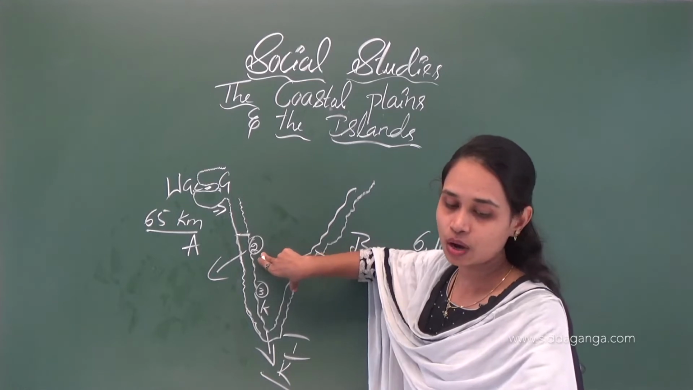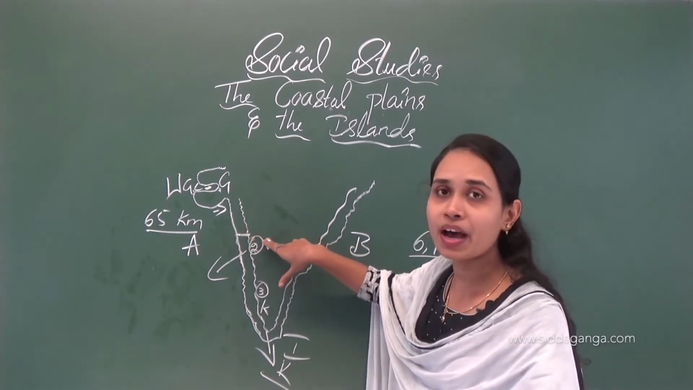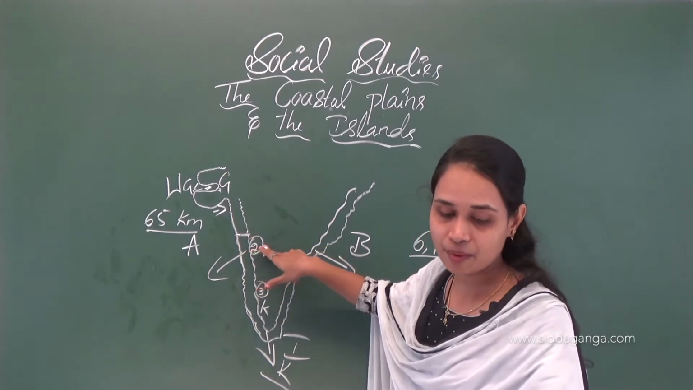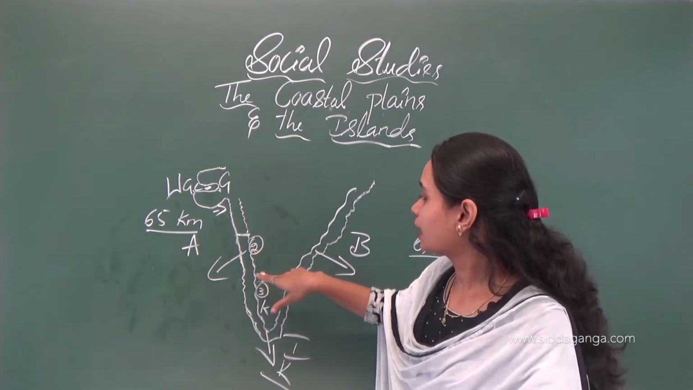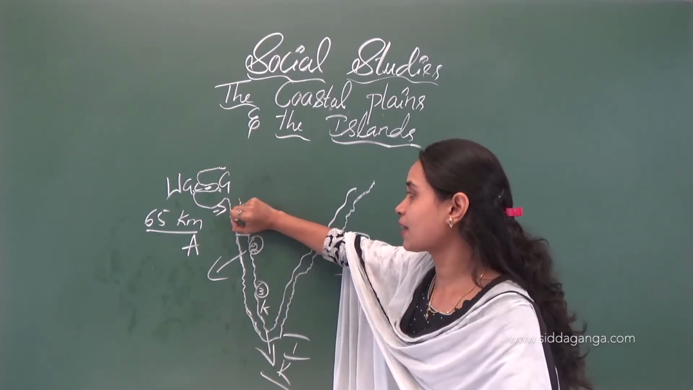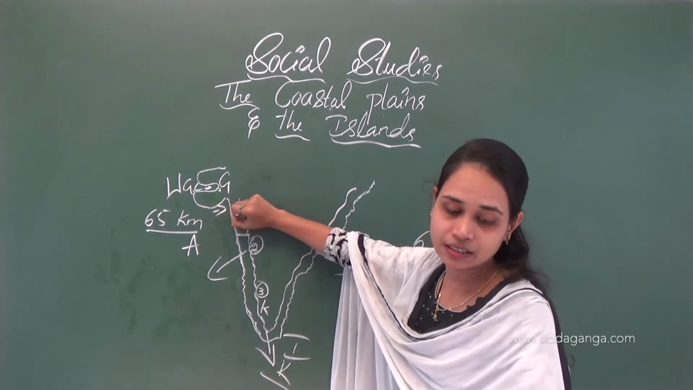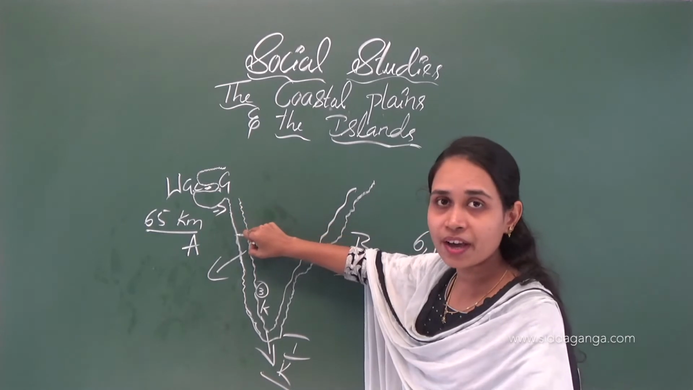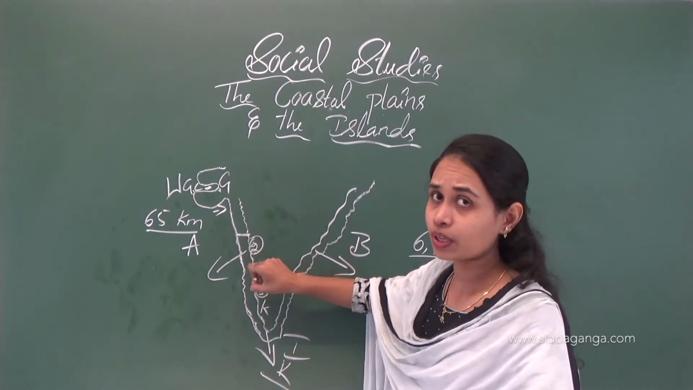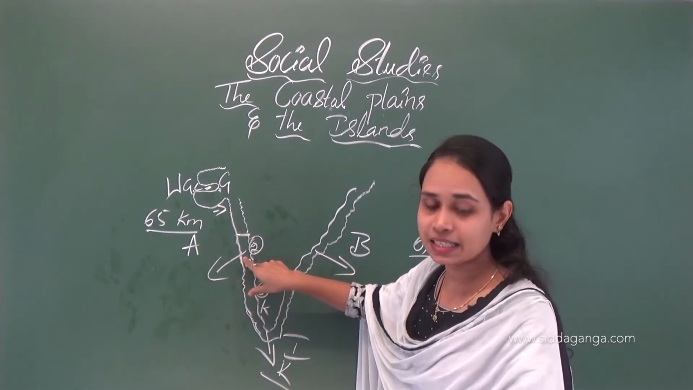It covers the state of Maharashtra. So here we can see Maharashtra. Goa and then Karnataka. Konkan coast starts from where? Yes, the Gulf of Kambak, and it covers the states of Maharashtra, Goa and then Karnataka. So this is the Konkan coast we can see here.